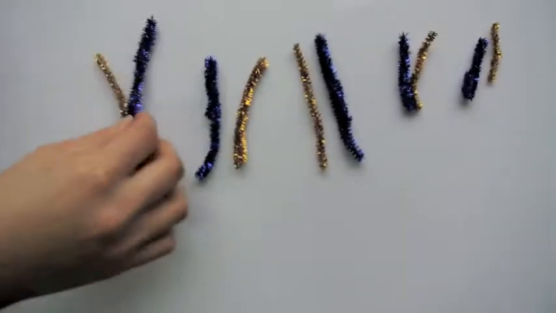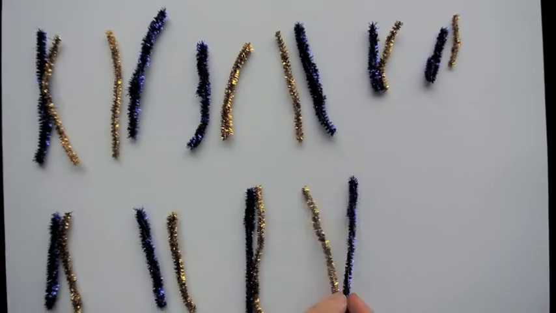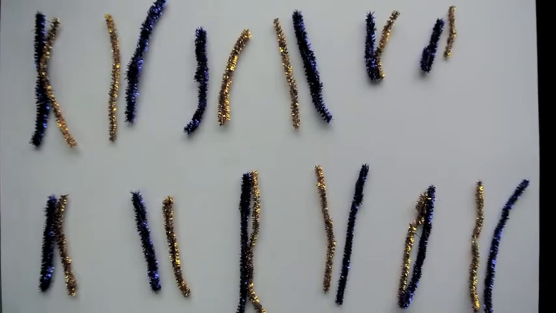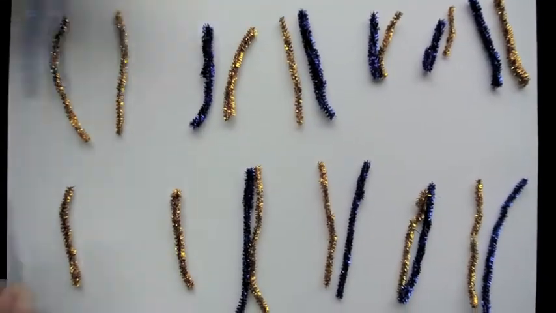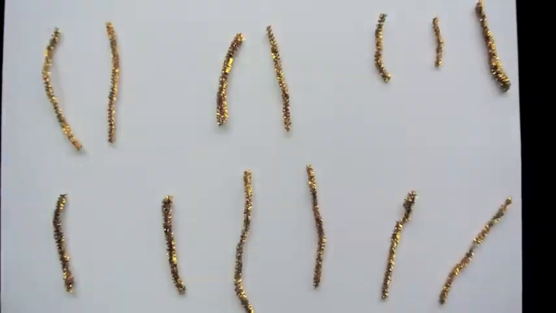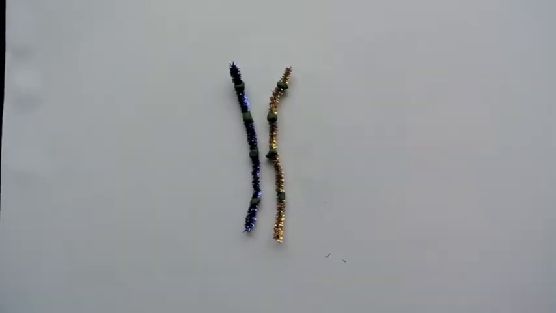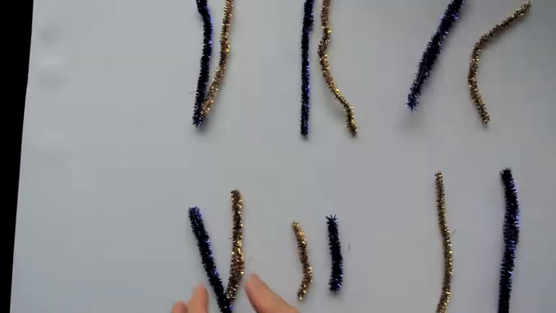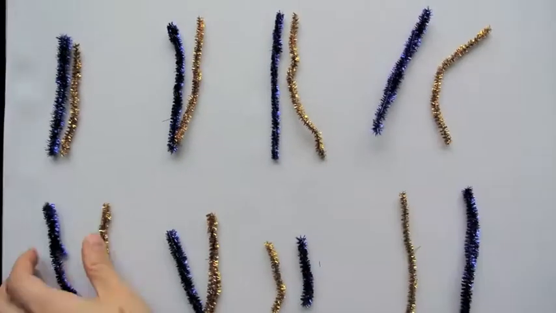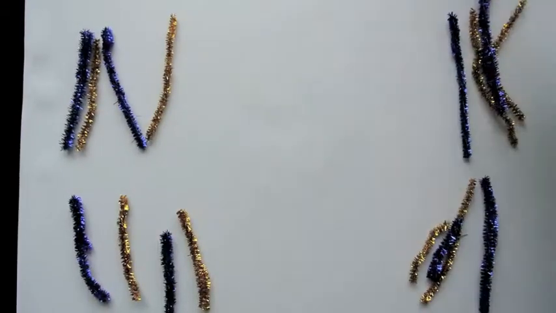Meiosis, a single diploid cell with 46 chromosomes, is separated into 4 haploid gametes with 23 chromosomes. Homologous chromosomes are chromosomes that share the same genes at the same loci positions and share the same structural features such as size, banding pattern, and centromere position.